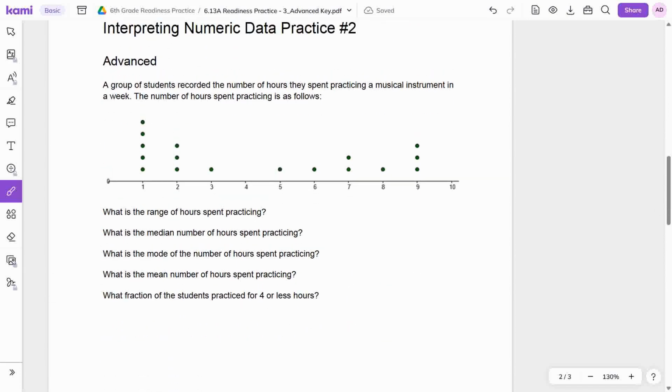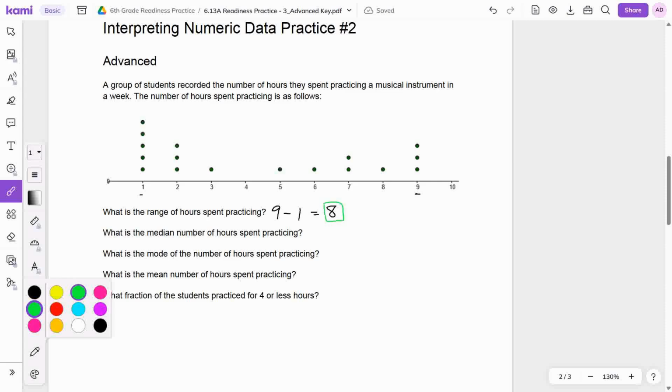For number 2, we have a dot plot here. We're answering some questions: range, median, mode, all of that. Okay. So let's see the range. We are looking at the numbers that have a dot in front of them. So it's going to be just a 9 minus 1. We're not worried about the 10 or the 0. They're on the graph, but they do not have any dots on them. So we're not going to count them.